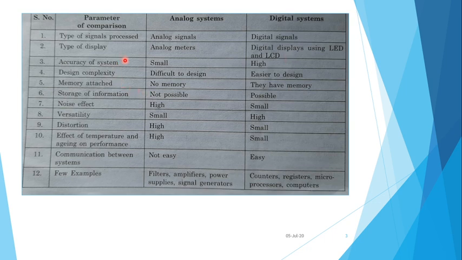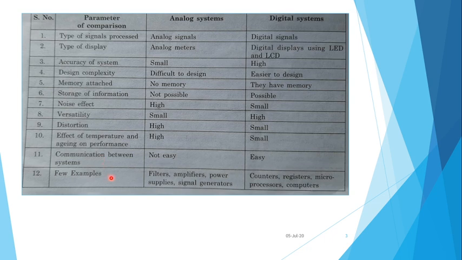Accuracy, we have just seen the advantage. Accuracy of the analog system is small and of the digital system is very high. Then design complexity: digital systems are easier to design, that is what we are going to see. Memory: analog signals cannot be stored, whereas digital signals can be stored. Noise effect: analog systems are very much affected by noise, whereas digital signals have very little noise effect. Then versatility, distortion, effect of temperature, communication between systems, and examples.